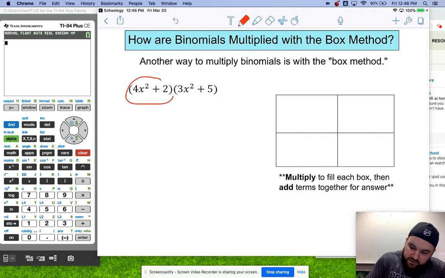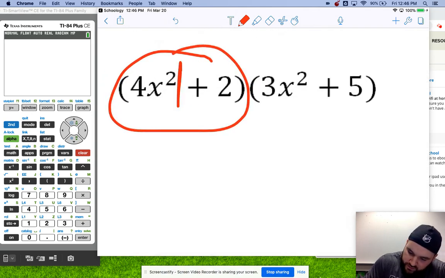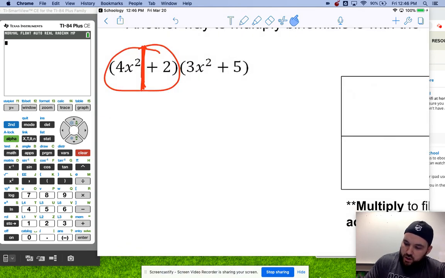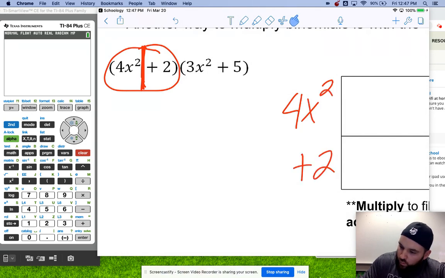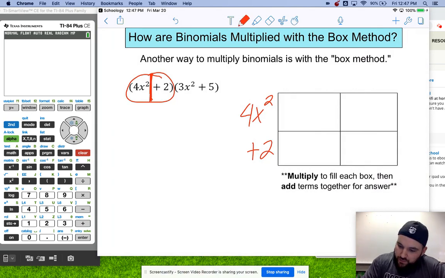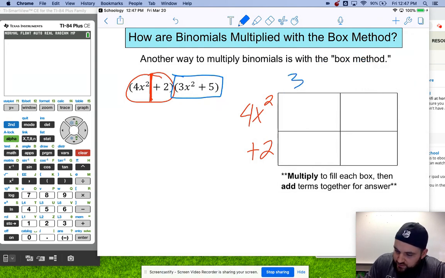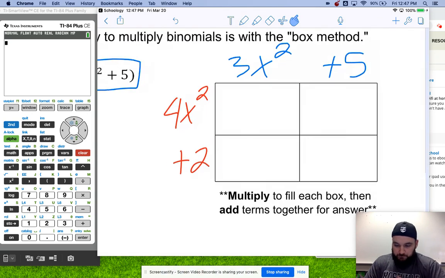So what I'm going to do is I'm going to take this first binomial, 4x squared plus 2, right? And I call it a binomial because there's 2 terms there, right? 4x squared is the first term and positive 2 is the second term. So I'm going to go ahead and just write those terms on the outside of one side of this box. Okay, so 4x squared and plus 2 are my 2 terms. And then over here, I'm going to do 3x in my other. So my other binomial is going to go up top of the box, again on the outside. So 3x squared, and then the second term is plus 5. So that goes on the other side.